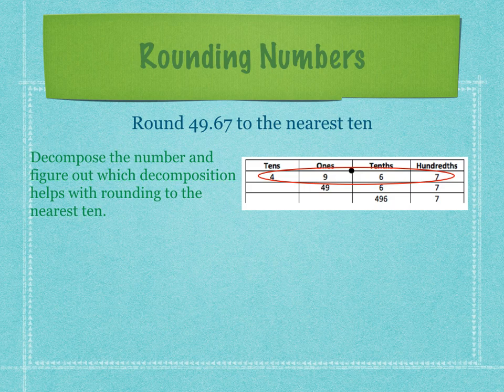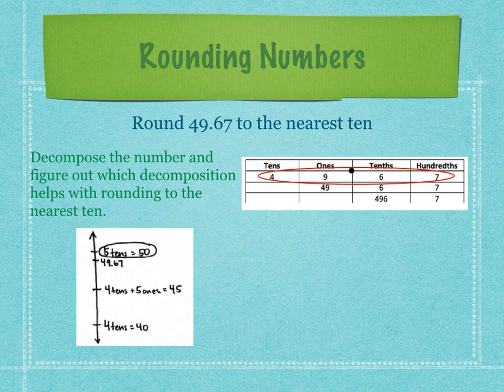So if we're going to put that on a number line, it would look something like this. And the bottom number would be 4 tens, or 40. And the top would be 5 tens, or 50. And the middle would be 4 tens plus 5 ones, which equals 45.